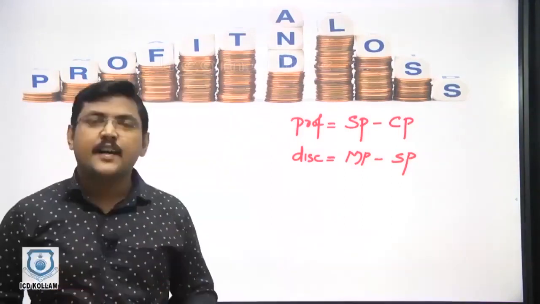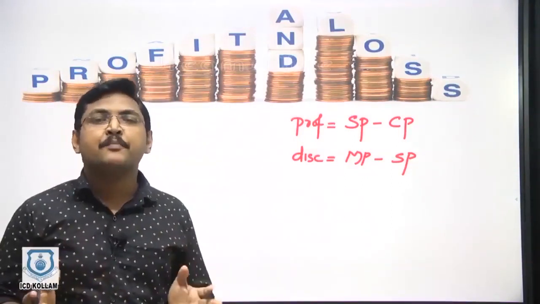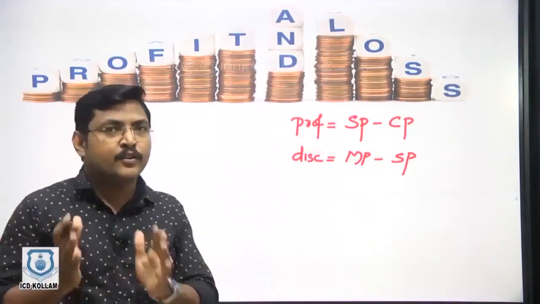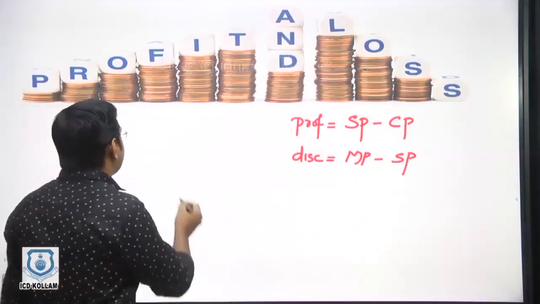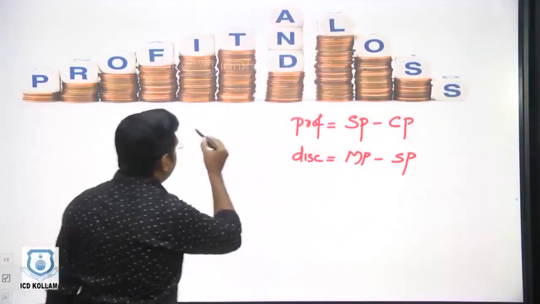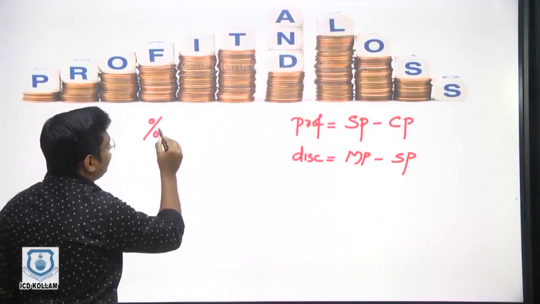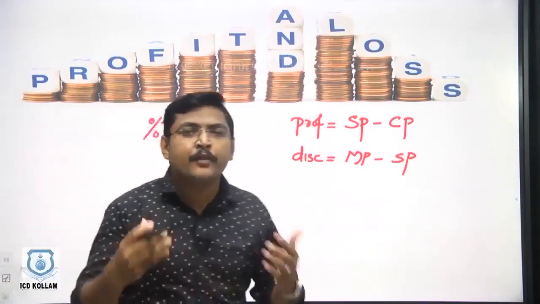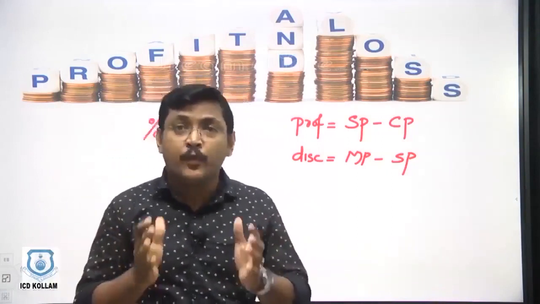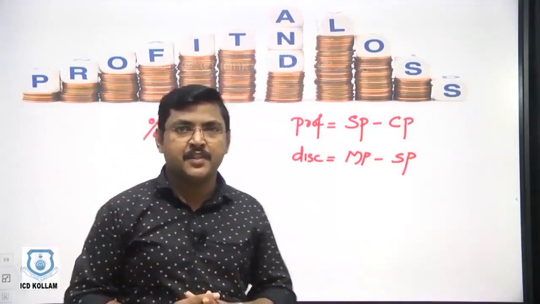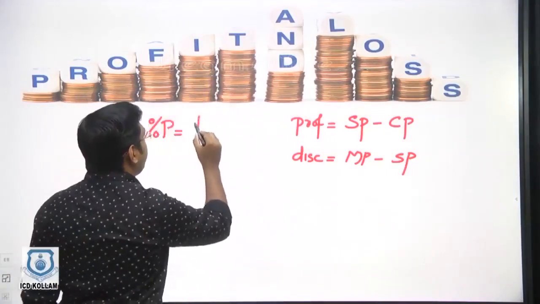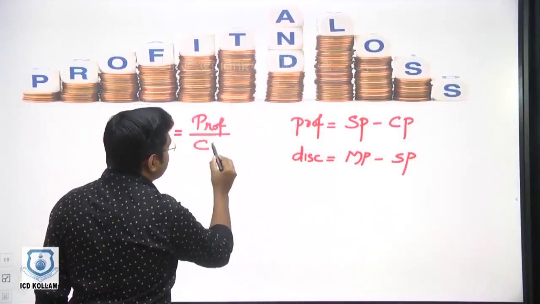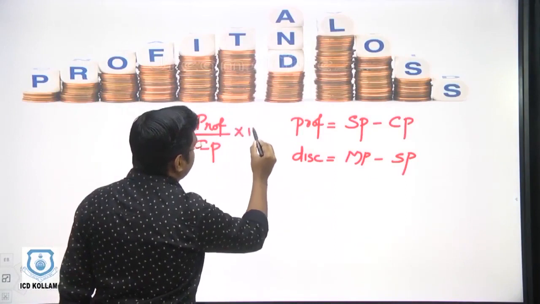Remember this point also. After that, if we need to find profit percentage, loss percentage, or discount percentage, what is the formula for that? I am going to discuss that next. So first of all, what is profit percentage? I am considering that here. In order to find the profit percentage, we always consider the profit with respect to cost price. Remember that condition. So profit percentage is equal to profit divided by cost price into 100%.